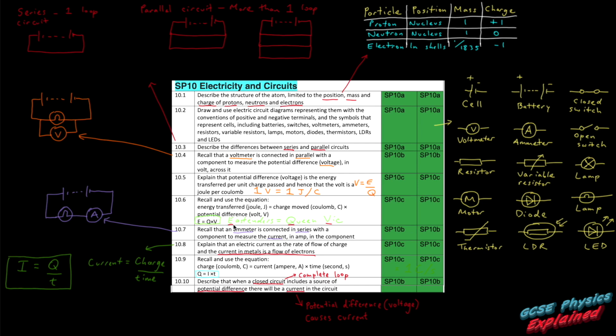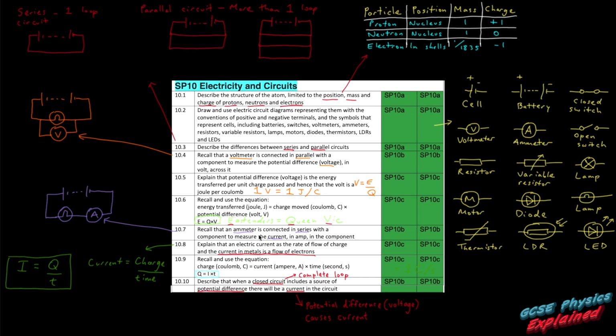So energy, EastEnders, is the Queen Vic. Energy, charge, voltage. You're very often asked for an alternative unit for a volt, so make sure you memorize: 1 volt is the same as 1 joule per coulomb. 1 volt is 1 joule per coulomb.